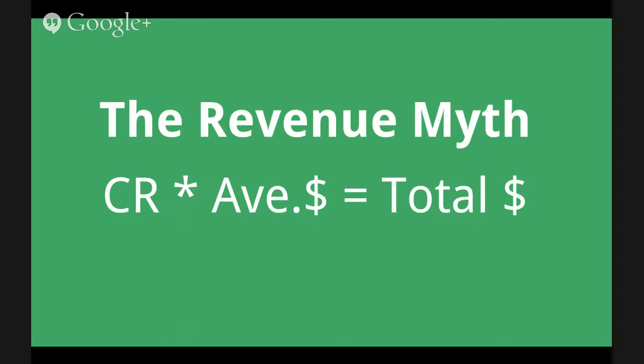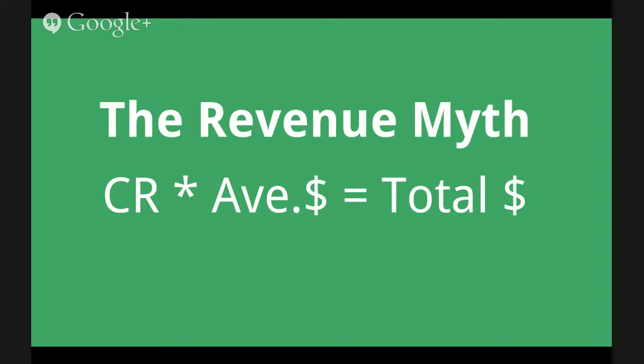So again, the received wisdom, word on the street: conversion rate multiplied by how many visitors you can get, multiplied by their average spend, will give you your total revenue, right? That seems to make perfect sense. Look, there's an equation. Of course it makes sense. However, it ain't necessarily so.